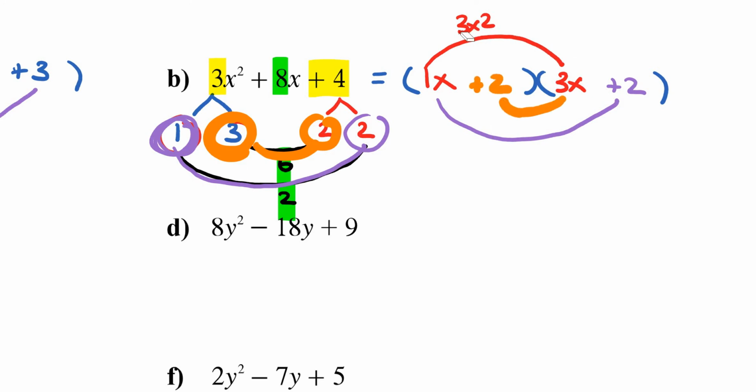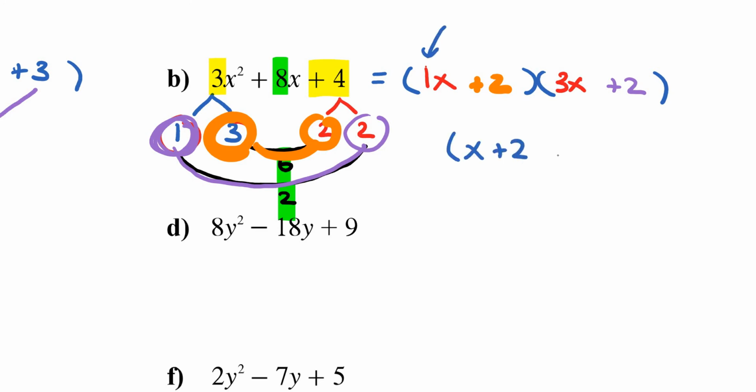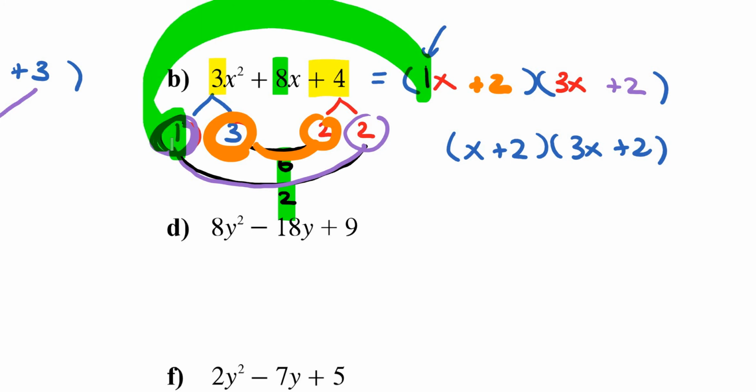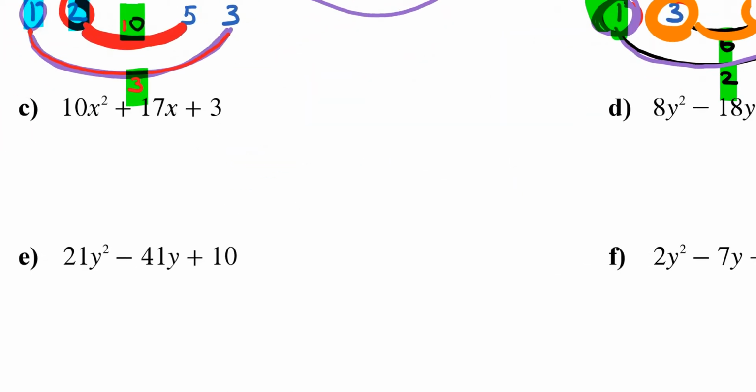And there you go. That's how you can factor that trinomial there. So 1x plus 2 times 3x plus 2. Now throughout this video, I will usually put a 1 here, but you can just write this as x plus 2 times 3x plus 2. But throughout my video, I'll definitely put the 1 there so that it matches up with that 1. All right, let's move on to letter C now.